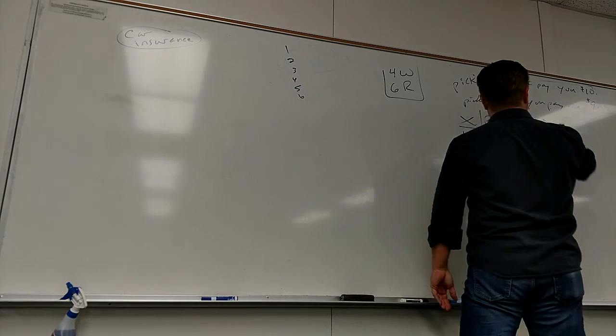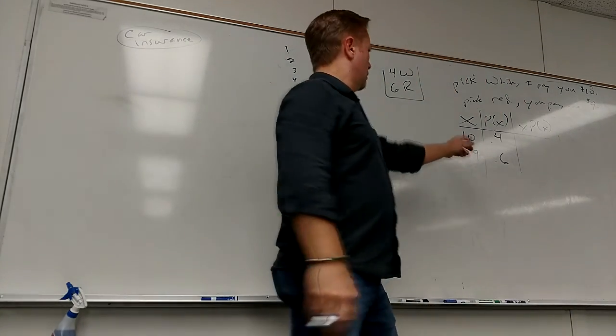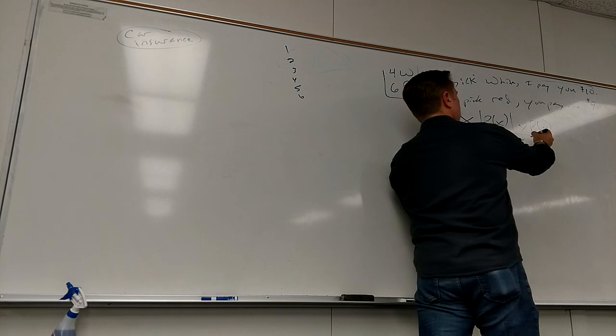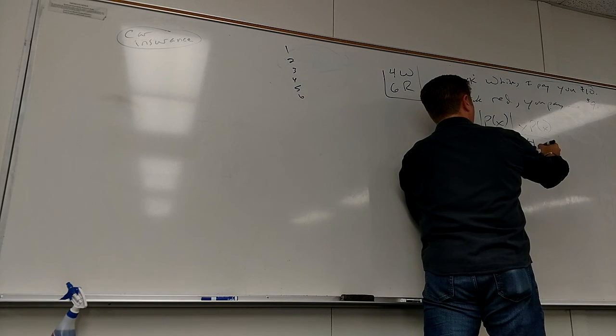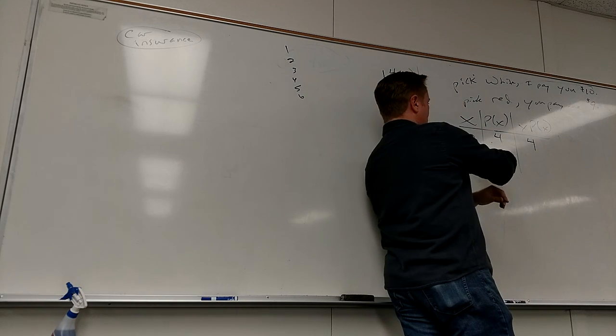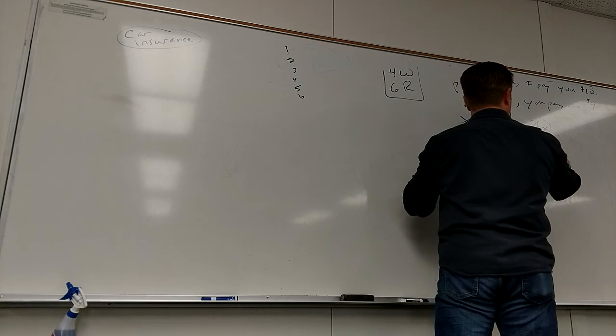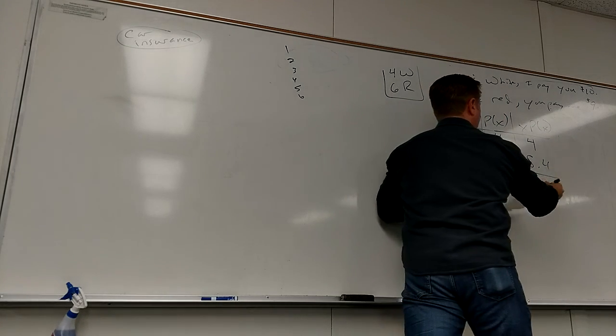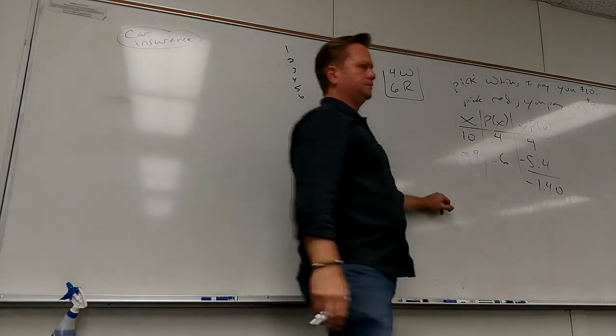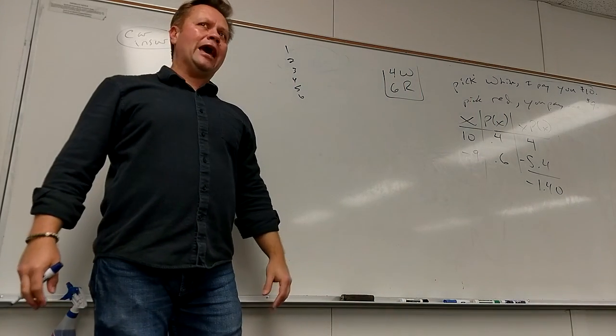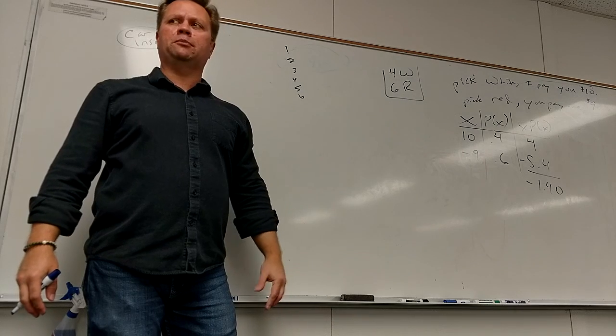So what is the expected value of this? Will you gain money or lose money in the long run? 10 times 0.4 is 4. What's 9 times 0.6? 5.4. So you put a negative, and when you add those, you get negative 1.4. So on average, you would lose $1.40 per game.